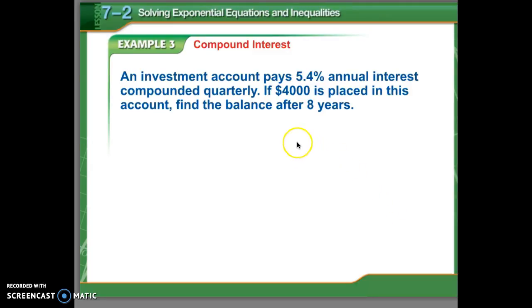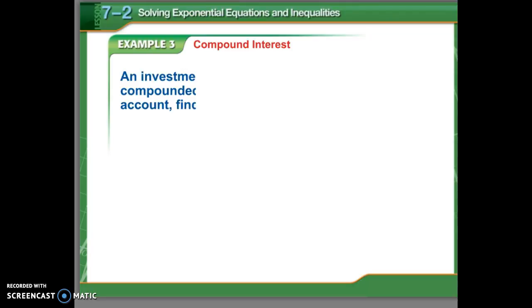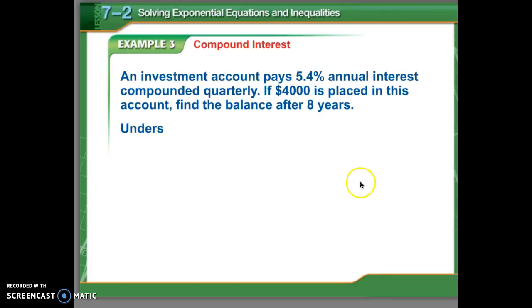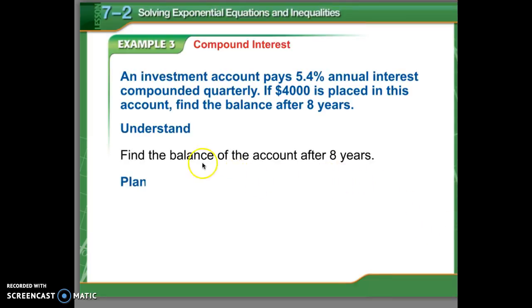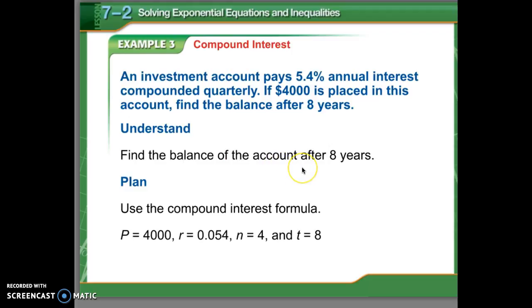So example 3 says an investment account pays 5.4% annual interest compounded quarterly. If $4,000 is placed in this account, find the balance after 8 years. So the first thing we need to think about is what are all the values of our variables. We need to find the balance of the account after 8 years.